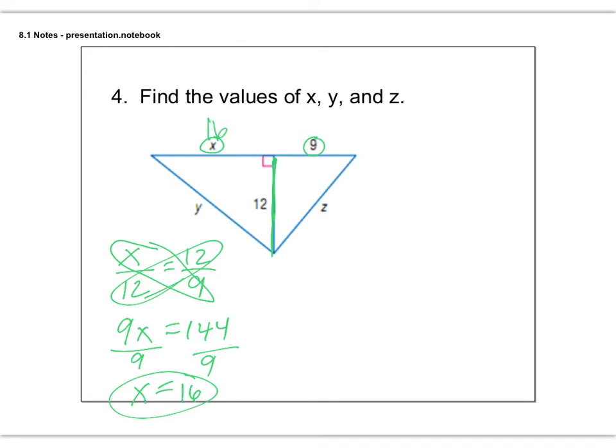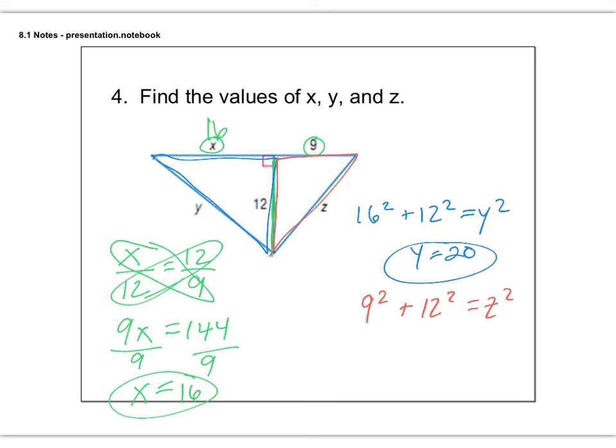Now we know this is 16. And then again, we jump in and we do Pythagorean theorem twice. So we can use this left triangle over here, and we can go 16 squared plus 12 squared equals Y squared, and we can solve for Y. I'll let you do that. And then we can also do the right triangle, which is over here. So we're going to do 9 squared plus 12 squared equals Z squared and solve for Z. Why don't you take a second and find those two answers. Y should be 20 and Z should be 15.